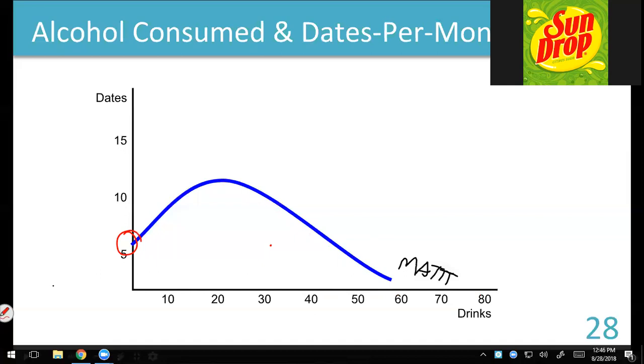But the answer is, it kind of depends on what his goal is. If his goal is to make him as happy as he can during his time here on Earth, what does he need to do? Find that perfect amount of alcohol that is going to give him the most dates possible for the month. If he drinks less than that, he's going to get less than the most possible dates. If he drinks more than that, he's going to get less than the most possible dates. He needs to find that perfect amount of alcohol to drink. Good luck with that, right?